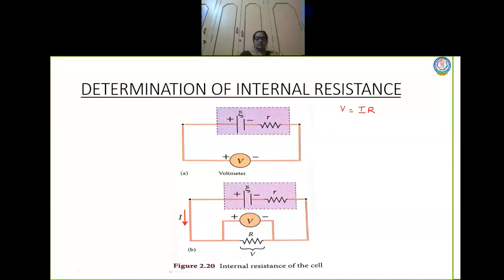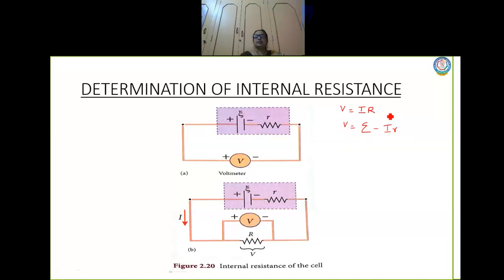Why? Because a certain amount of voltage, which is equal to I into R, has been dropped here also. So, what will be the voltage of the cell now? The voltage of the cell is given as V is equal to the EMF of the cell, the original EMF minus I into R. I into R is also a voltage. The difference between these two will give the potential difference of the cell when the resistor is connected.